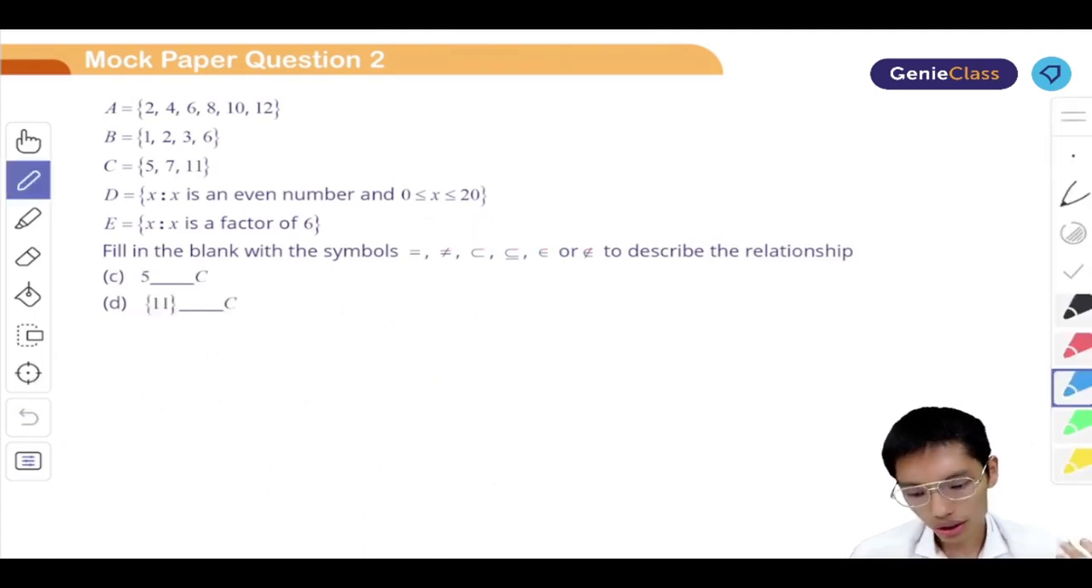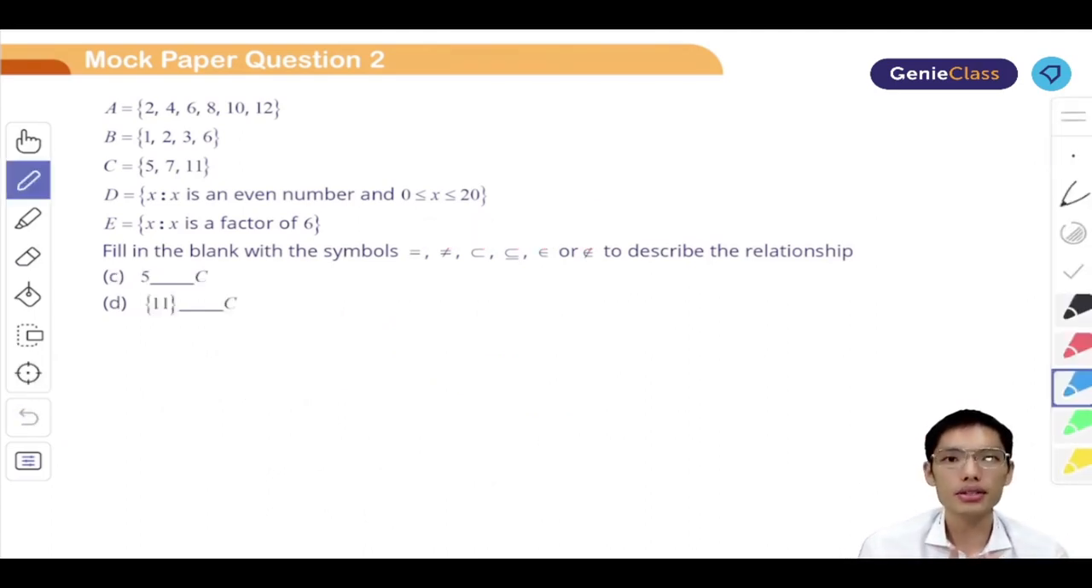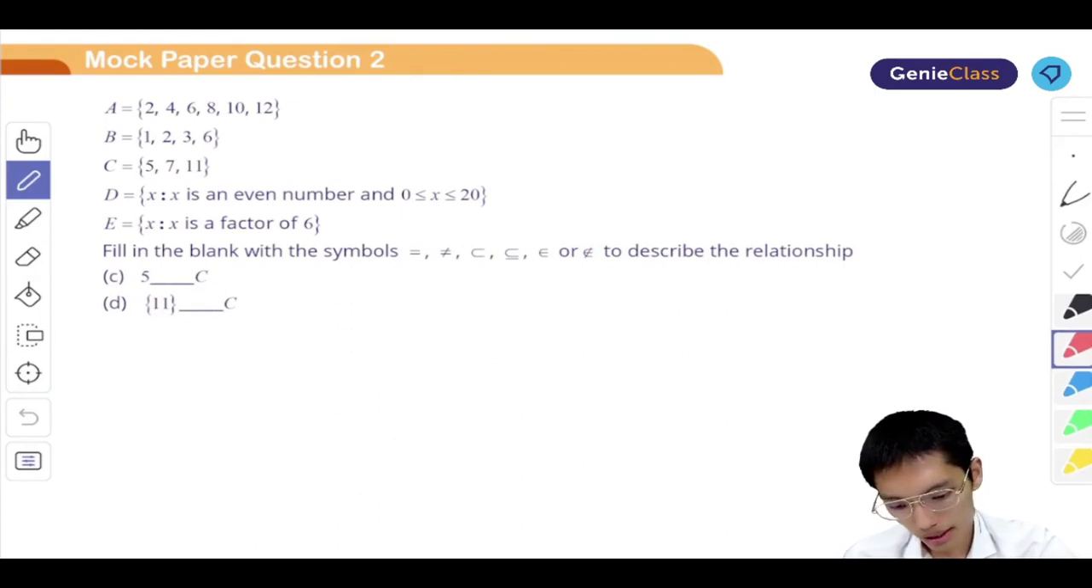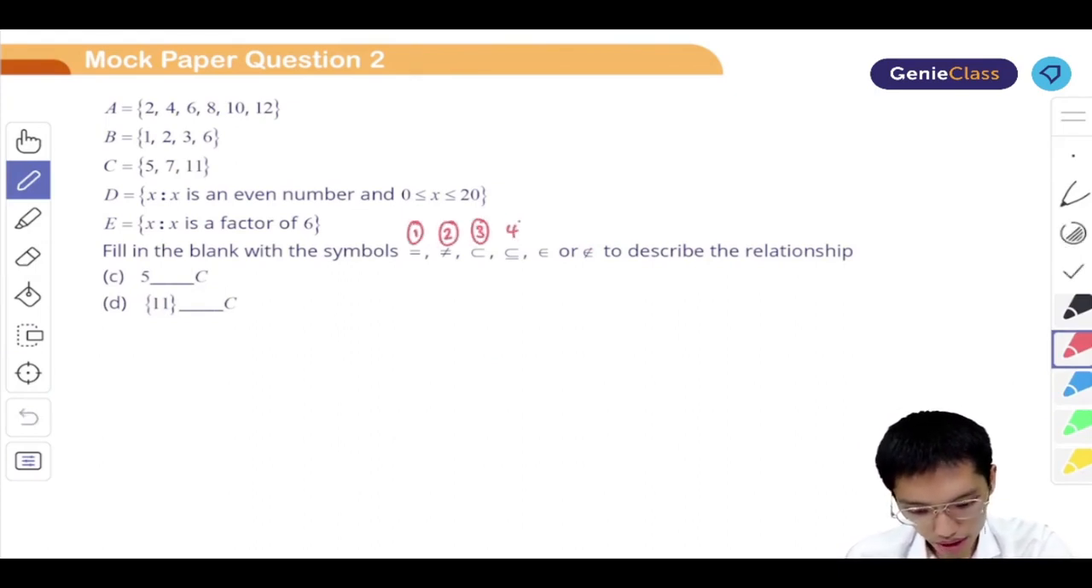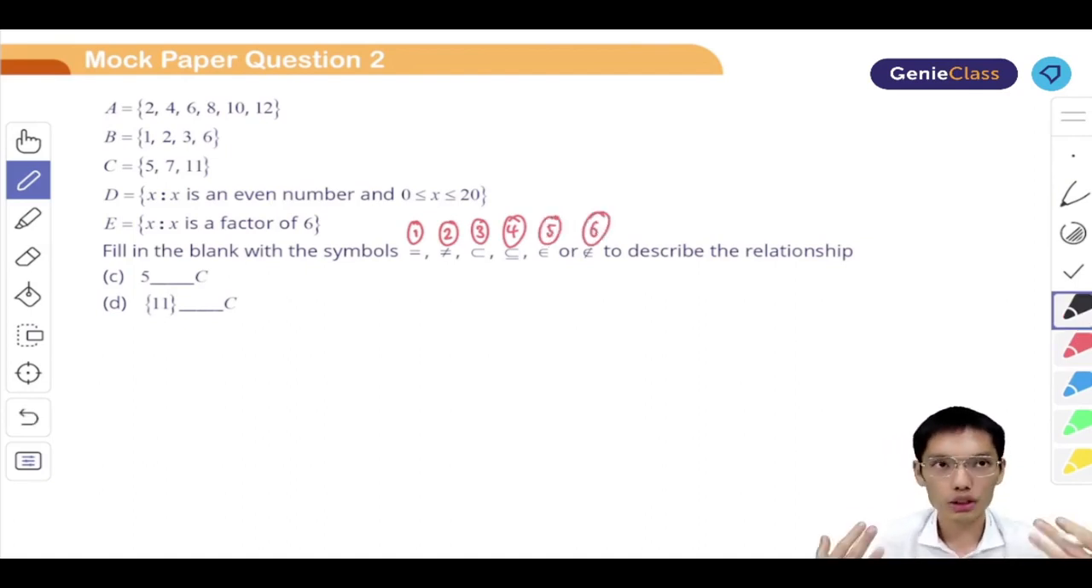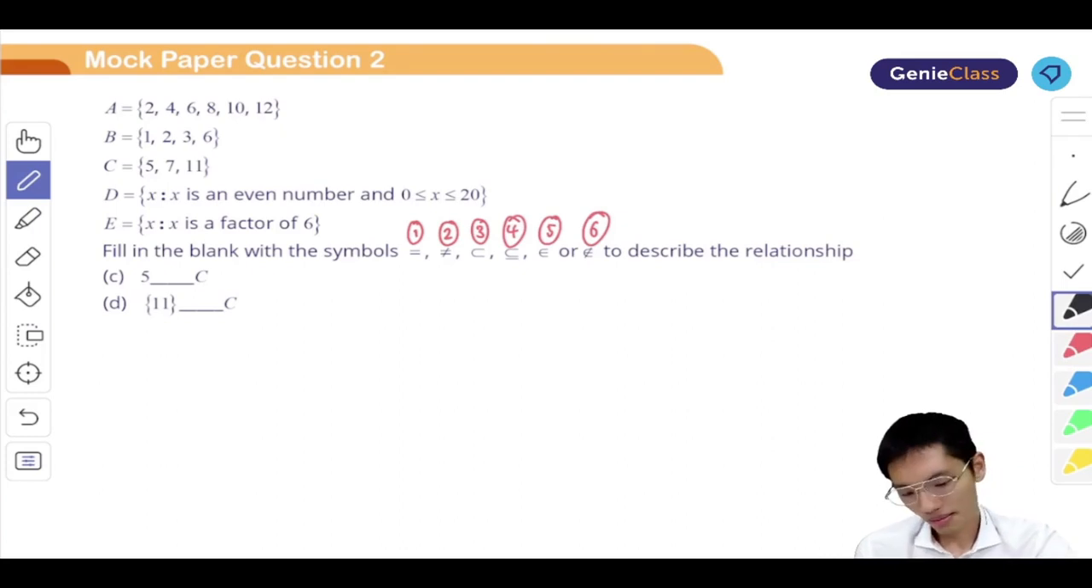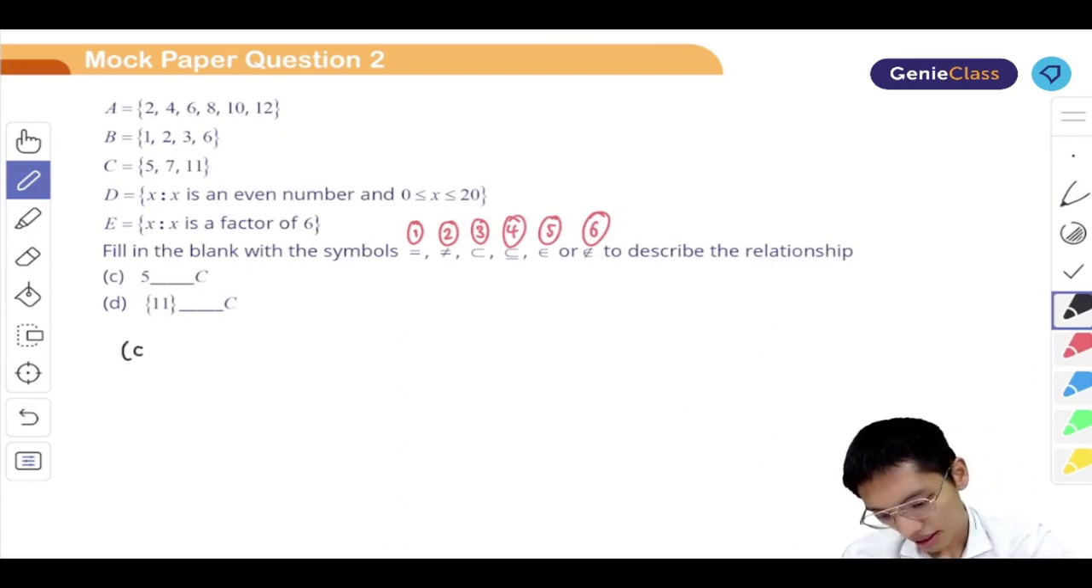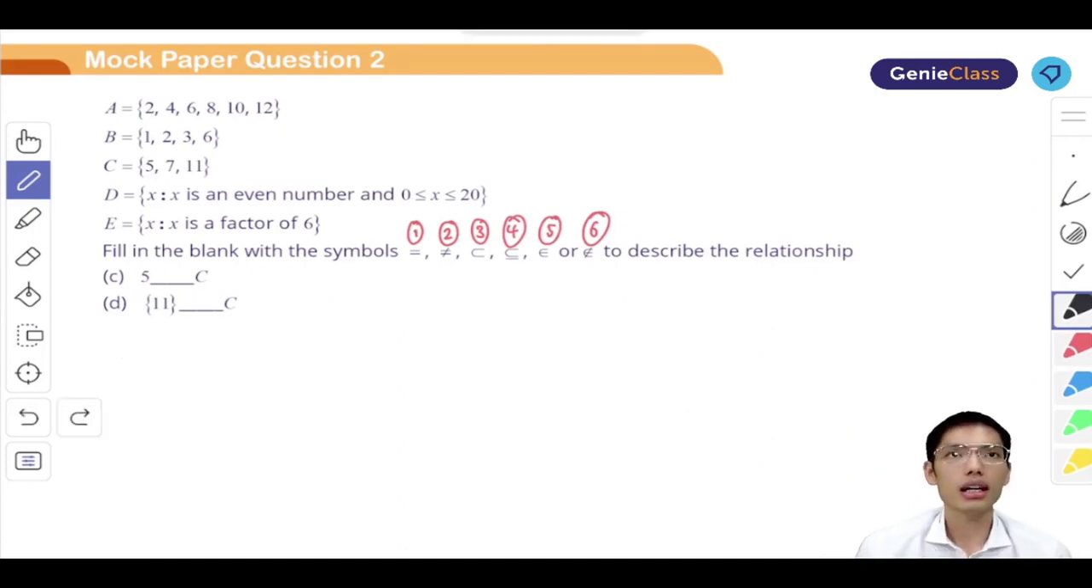Now, moving on to the next few questions. How do we fill in this? For C, again, let me list down the number. 1, 2, 3, 4, 5, 6. So for question C, which is the particular thing that I should fill in? No problem, alright. So, part C, which is the notation that I should fill in?